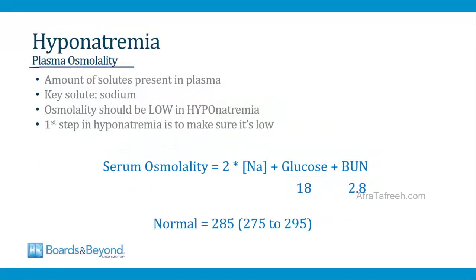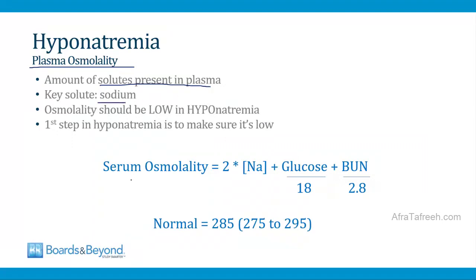Plasma osmolality refers to the amount of solutes that are present in plasma, and this is very important for determining water movement in and out of cells. If the plasma osmolality is high, then water will be drawn out of cells into the plasma. If the plasma osmolality is low, then water will be drawn into cells. And the most important solute for determining the plasma osmolality is sodium.